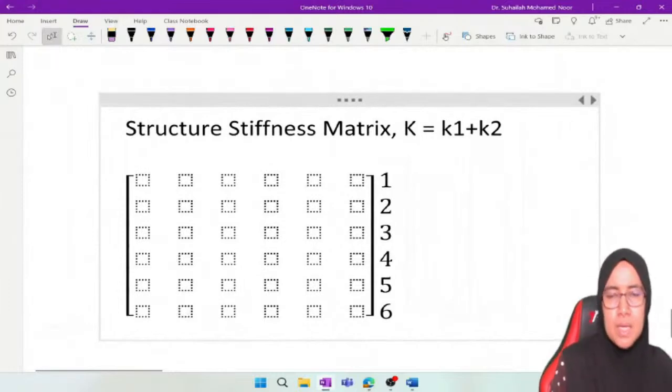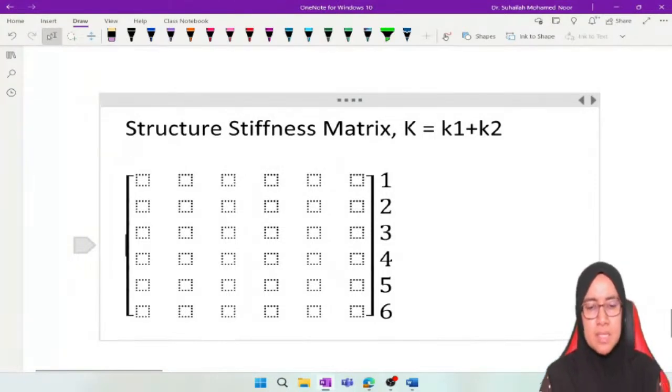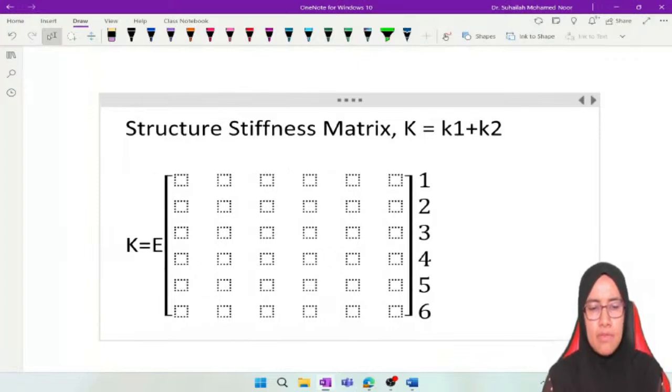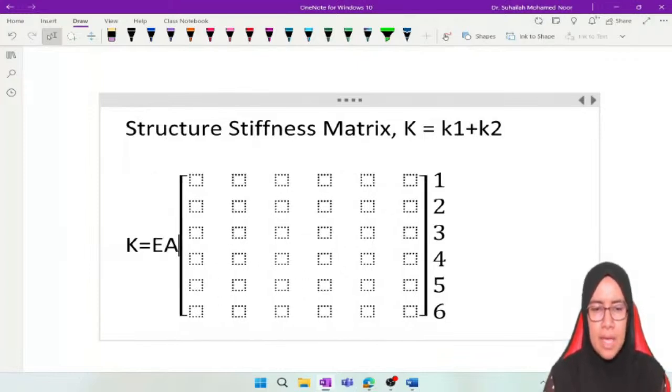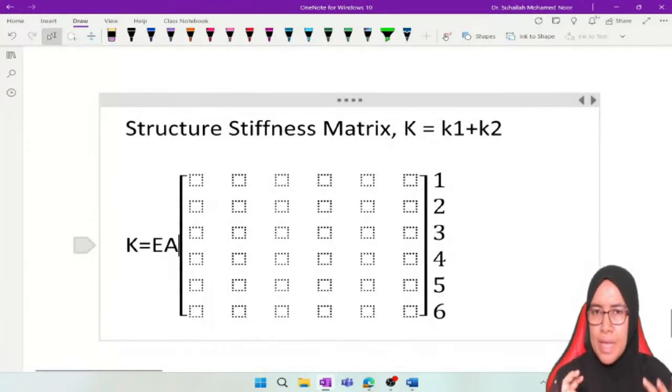Okay, now we are going to produce this stiffness matrix. The stiffness matrix, this is K, K in terms of EA. Okay, so in the structure stiffness matrix, we have 6 by 6, because of 6 degrees of freedom. So this is the stiffness matrix for the structure.